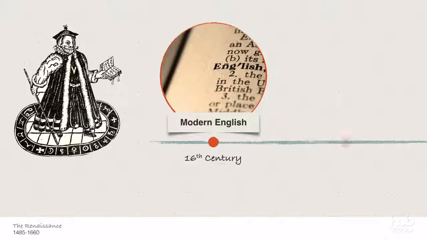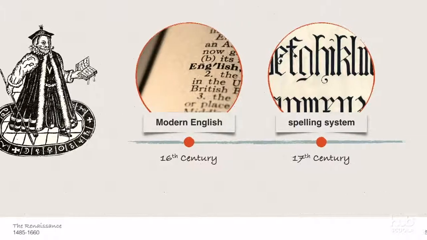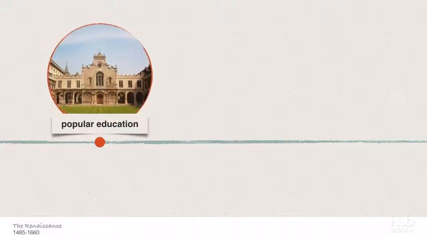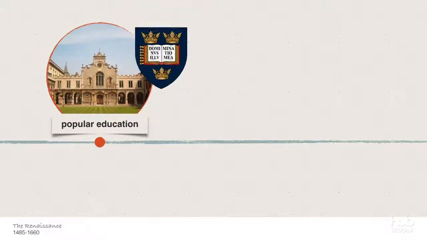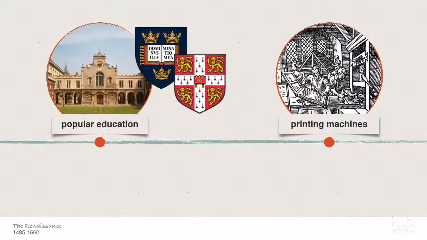Until and during the 17th century, a lot of importance was given to finding a standardized spelling system. The increased amount of popular education in grammar schools all over the country and the universities of Oxford and Cambridge, the printing press, and increased means of communication helped stabilize the language, and the introduction of the printing machines meant that the same book could be read by people all over England.